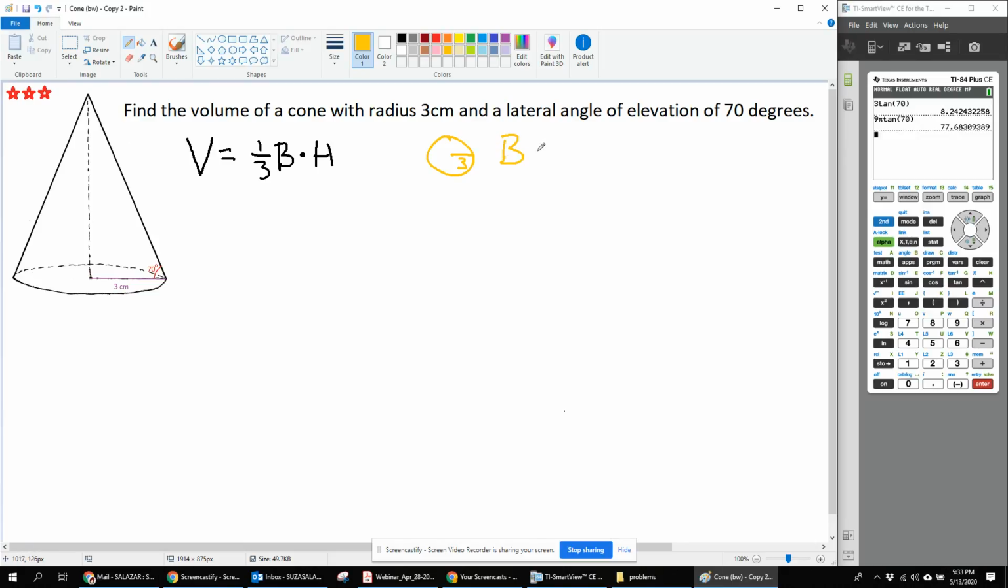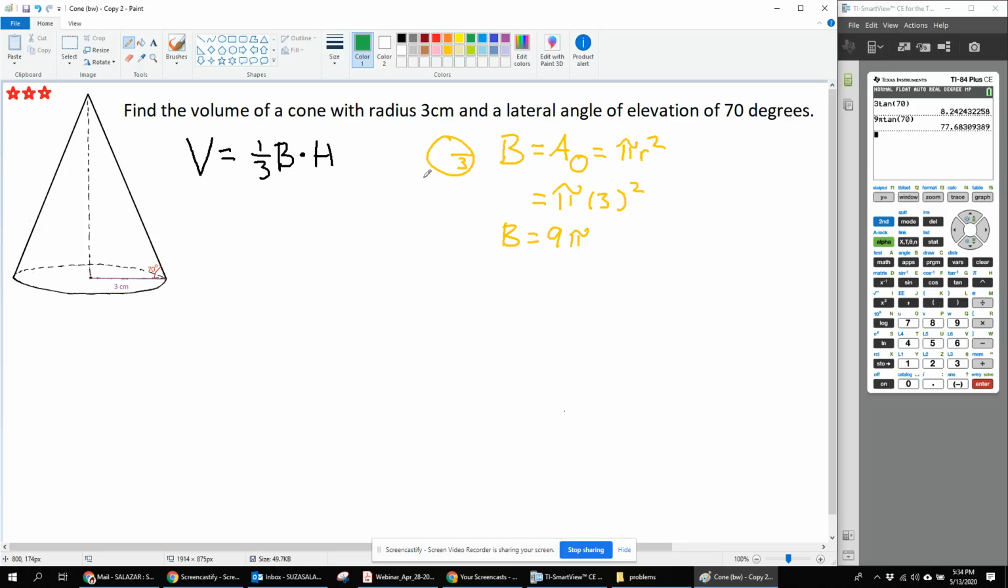So base is going to be the area of a circle, which is pi r squared. So that's going to be pi 3 squared. So base equals 9 pi. We can plug that into the calculator, but we don't actually need that value yet. You don't want to round off your intermediate steps. So since we're plugging this into something else, we don't want to bother rounding it off yet. So 9 pi is a good answer there.